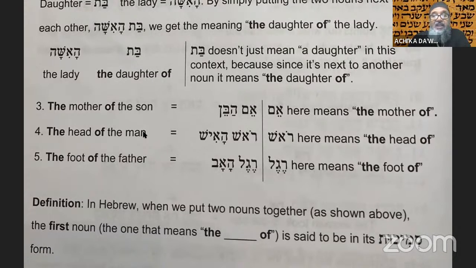Here, Em means the mother of. So what is it telling us? It's telling us the first noun is the one that belongs to the second noun, okay? Whatever is in first position belongs to the second noun. Rosh here is the head of. Em here is the mother of. The reason why it takes this form is simply because you put how many nouns next to each other?